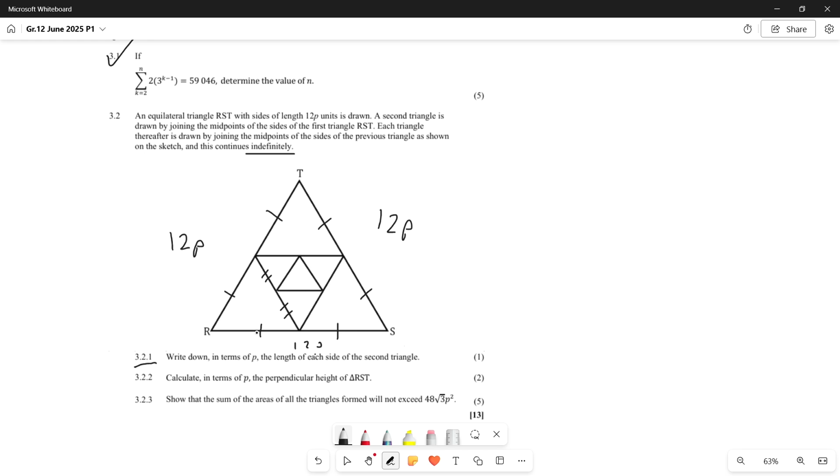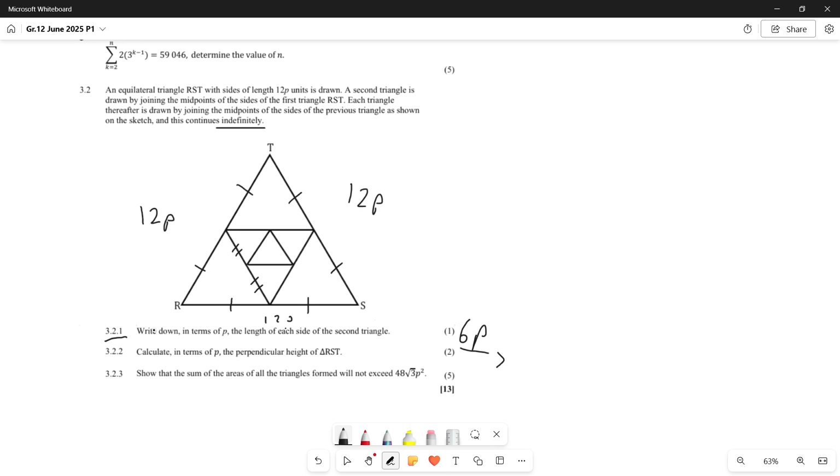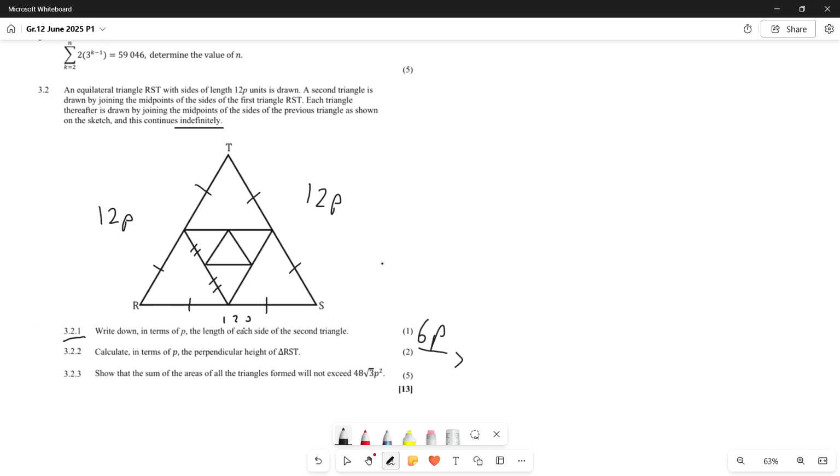So this is triangle 1, this is triangle 2. So the fact that this is half the length of that means the length of each side of the second triangle will equal 6p. So this is just helping us get the parts in order to solve the next question, because these are all building up to question 3.2.3. So 3.2.2, calculate in terms of p the perpendicular height of RST over here for 2 marks.